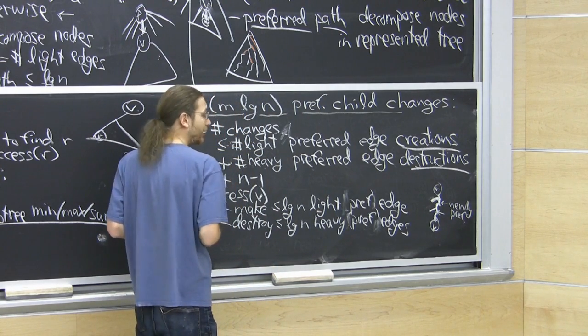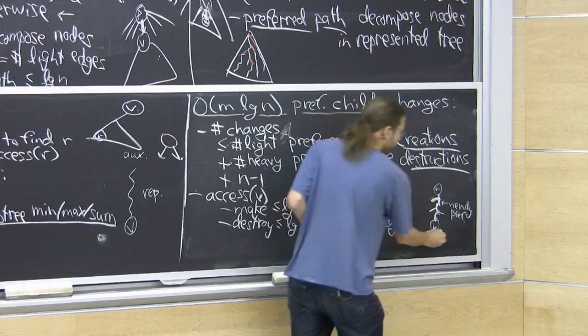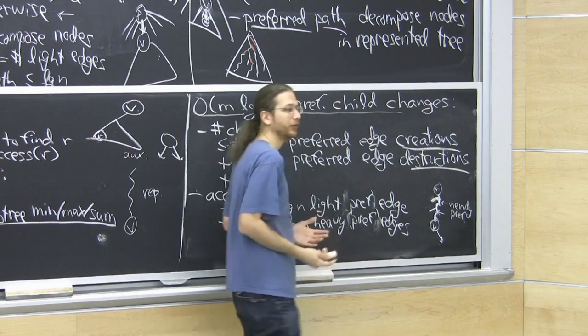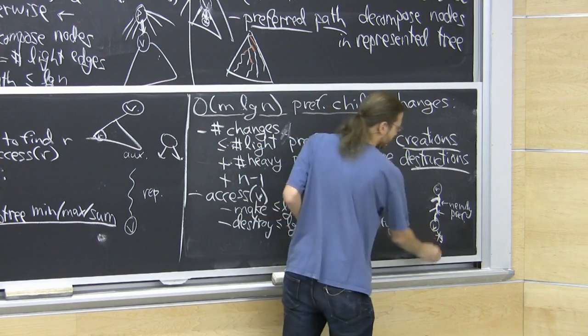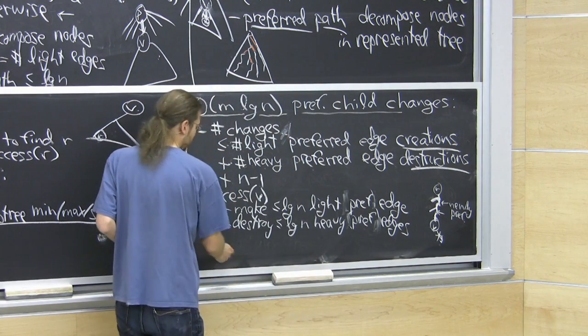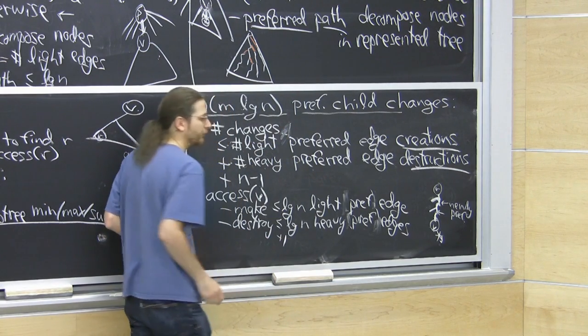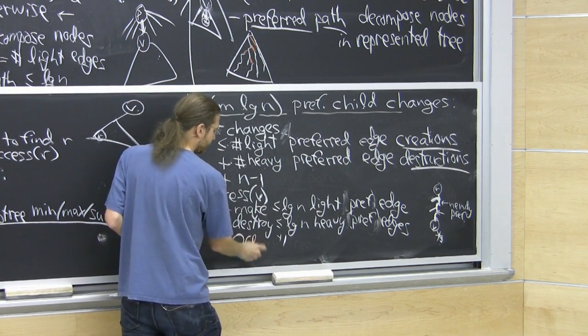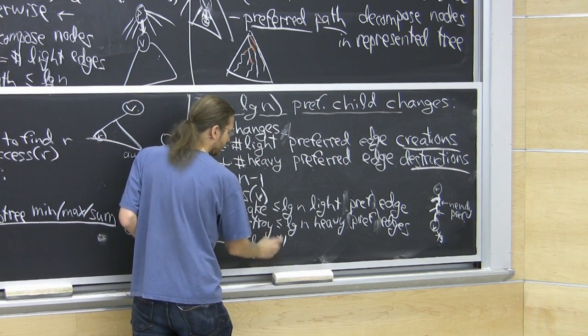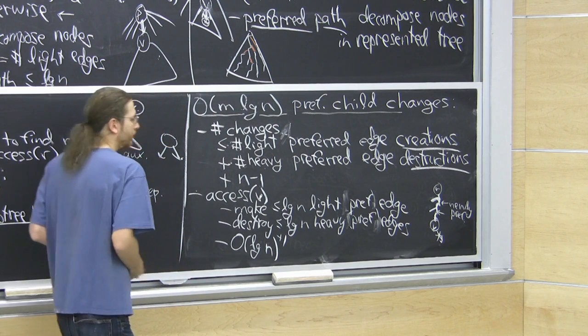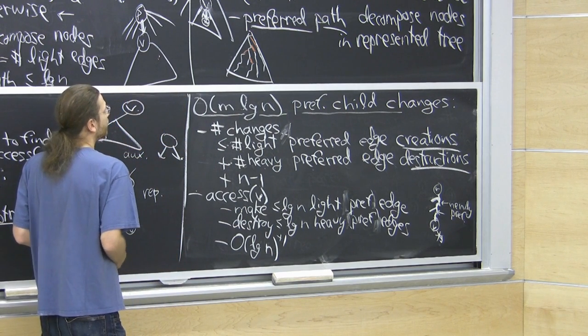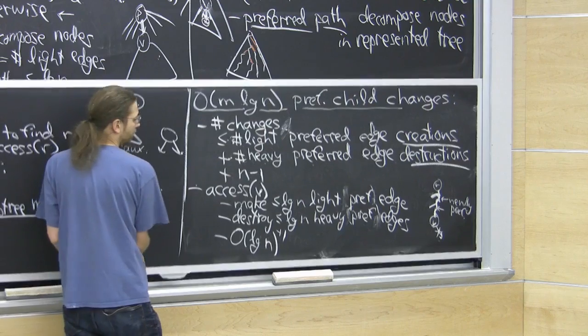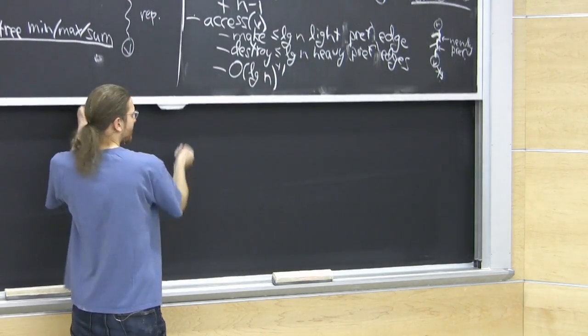Now, there's actually one more edge that could change, which is there used to be a preferred edge from v. Now there isn't. We destroyed that in the very beginning of the operation. So maybe +1. We might have destroyed one more heavy edge. But overall, order log n. So actually, really easy to analyze access. Any questions about that?